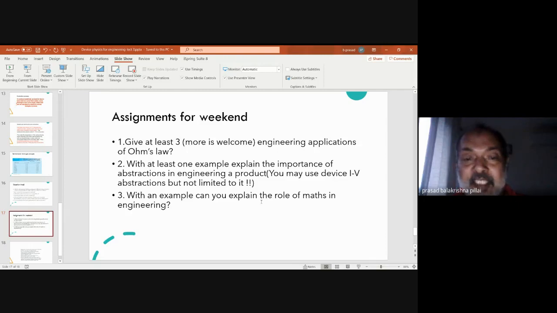The second one is to explain the importance of abstraction in engineering a product. We talked about it in my first lecture. For example, you may use IV characteristics as an abstraction, or you need not be limited to that. But what is the importance of abstraction in engineering a product, that means designing a product? I just wanted to know how much you understood, so you can give some examples. The third one is to explain the role of mathematics in engineering, again with an example.